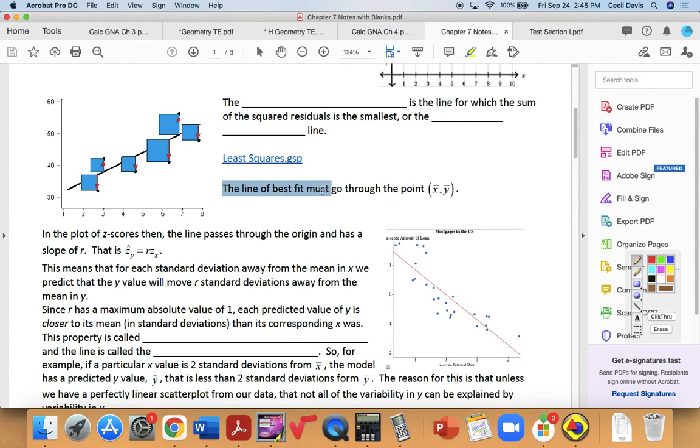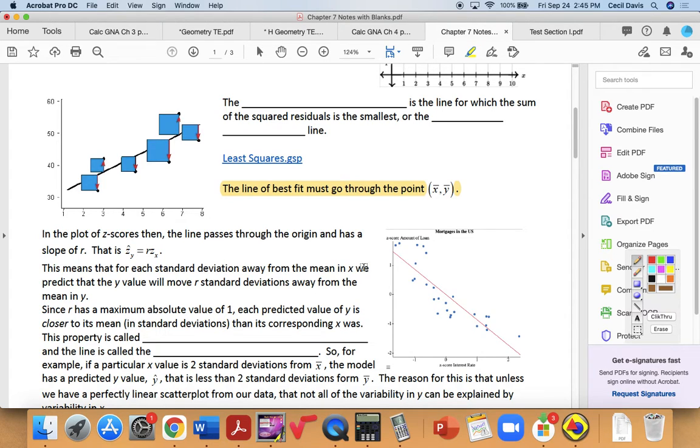The line of best fit must go through the point. What is that? X bar, Y bar, what is that? Mean of the x and mean of the y. The mean of the X and the mean of the Y. That means that if I could figure out the slope, I already have this point, I could get the regression equation, or the line of best fit equation.